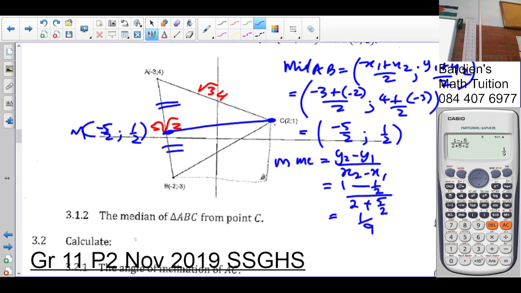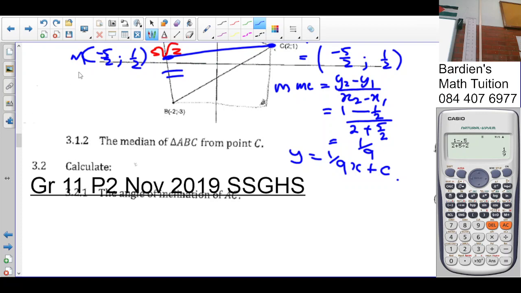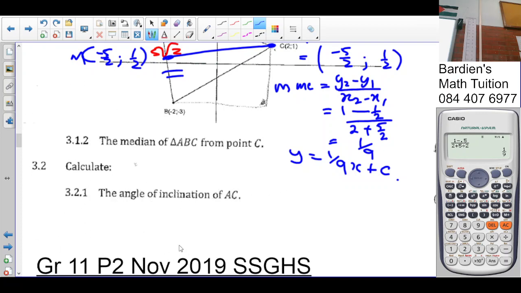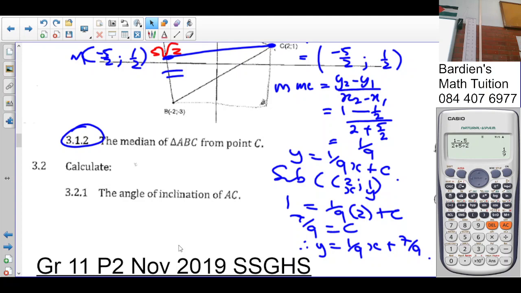Is that correct? Right, so y is equal to 1 over 9 x plus c. In pursuit of calculating c, I must substitute either C, which is (2, 1), or M, one of the points. So I'm going to substitute C, which is (2, 1). So that's an x and a y. So 1 is equal to 1 over 9 times 2 plus c, which is 2 over 9. So 1 minus 2 over 9 is 7 over 9. Therefore y is equal to 1 over 9 x plus 7 over 9. Okay?